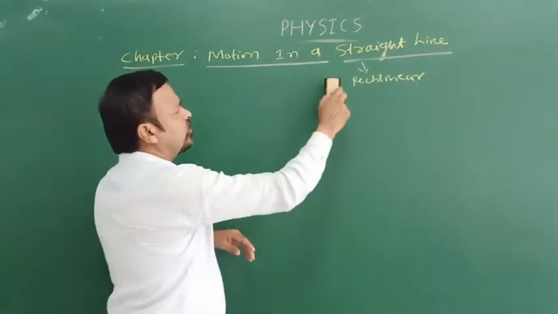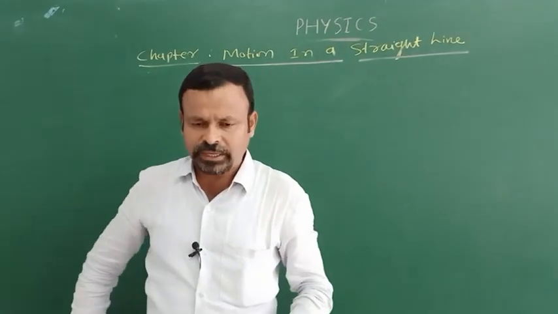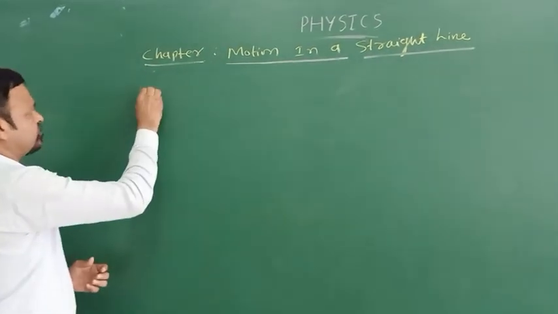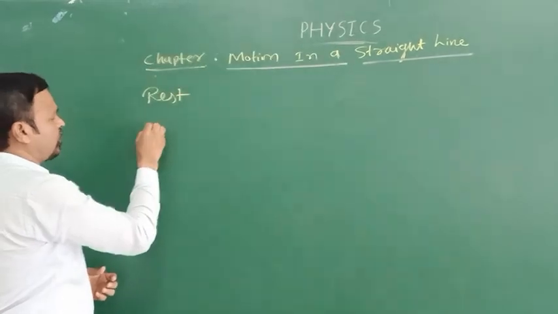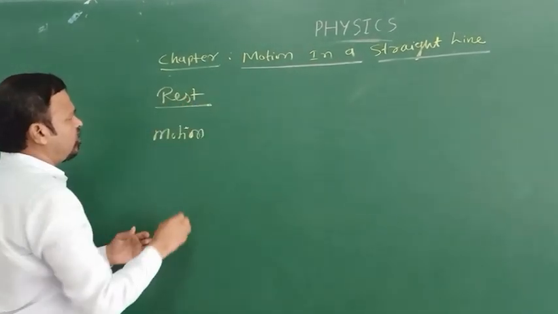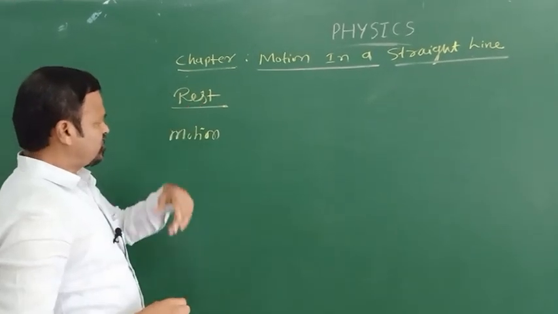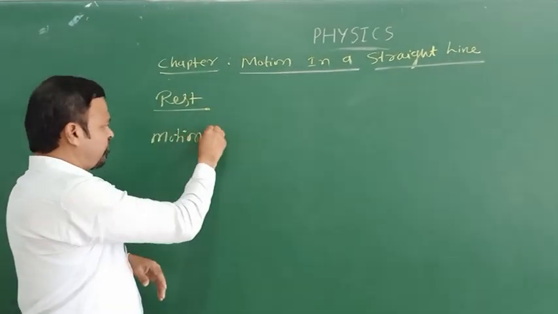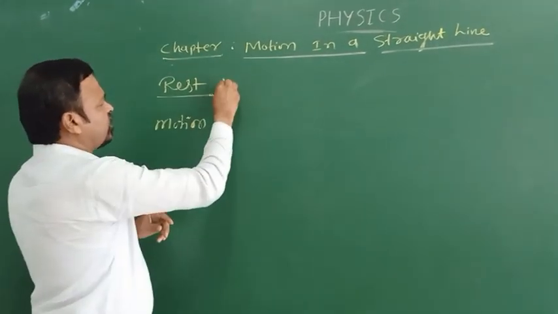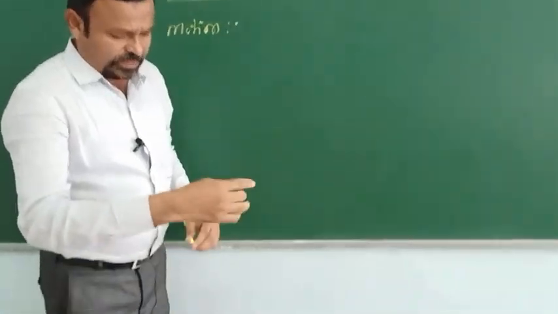So in this chapter there are 2 concepts. One is rest, another one is motion. So now study that rest and motion, means what is rest and what is motion. So you try to understand the meaning of rest and motion by example.